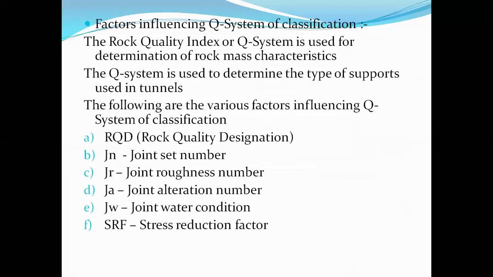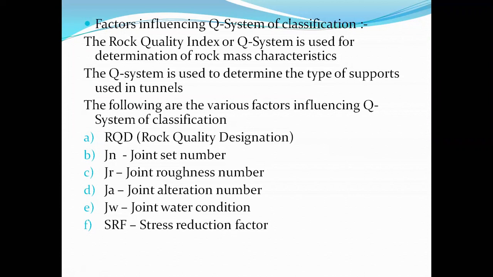Next one, the Q system. This is another method of determination. Q means quality index or quality system. This is most commonly used while carrying out tunneling operations, like the drivage of any tunnels through a hard rock mass.